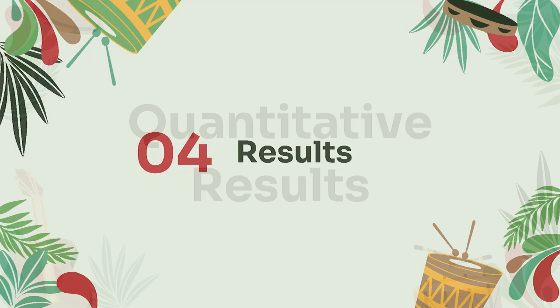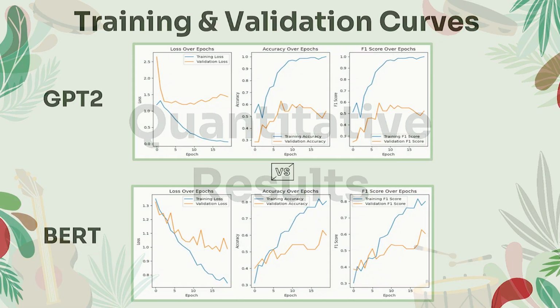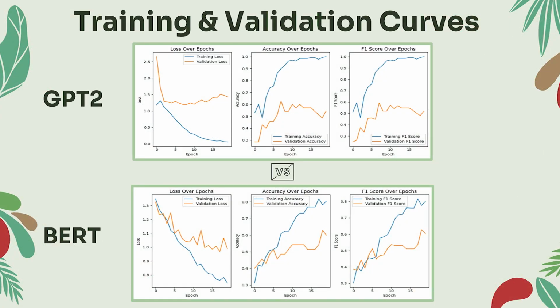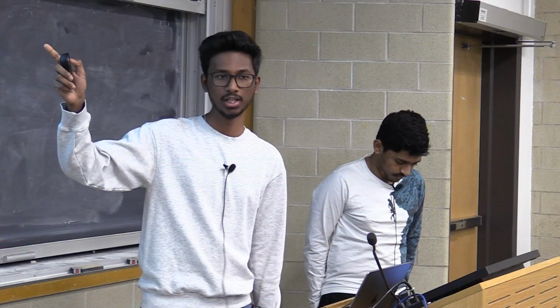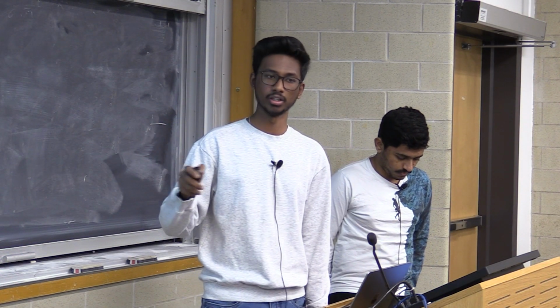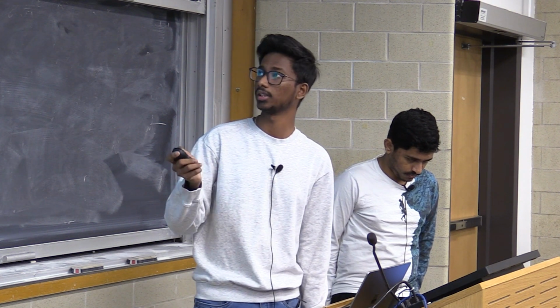Thank you, Arvind. So moving on, we'll be talking about our results. To begin with, we have the quantitative results. The graphs you see here are the training and validation curves of the GPT-2 and BERT models. We see a significant improvement during the training epochs, but the important thing to observe here is that the GPT-2 model seems to overfit.